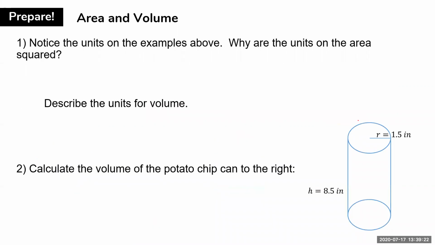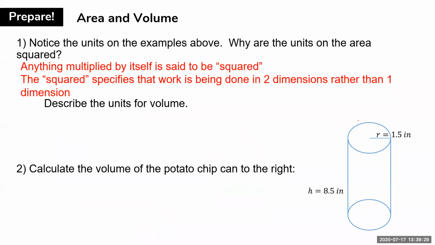Nice. Now, notice the units on the example above. Why are the units on the area squared? The units on the area are squared because anything multiplied by itself is said to be squared. Be careful. X squared means X times X. X squared is never equal to 2x. Anytime you multiply something by itself, that is what happens.